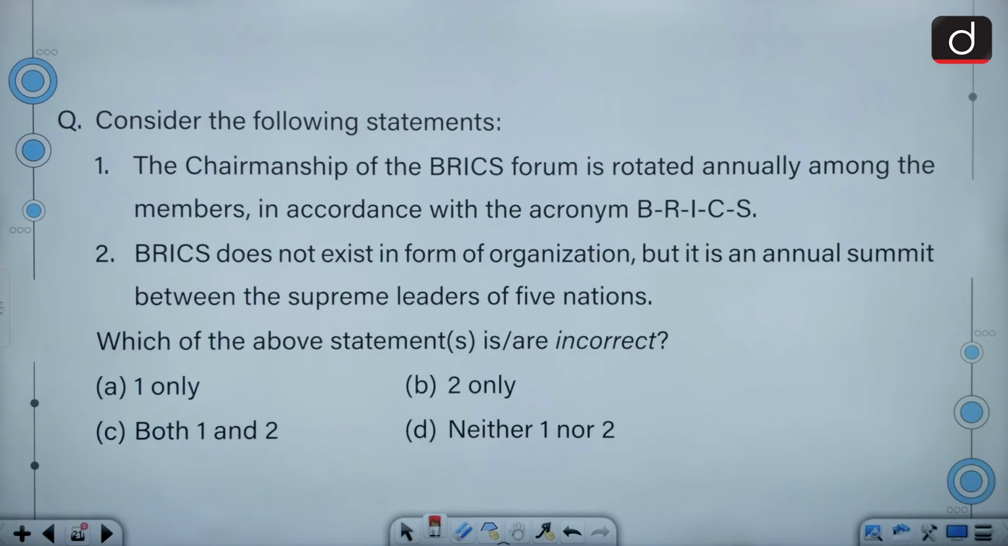The chairmanship of the BRICS forum is rotated annually among the members in accordance with the acronym BRICS. BRICS does not exist in any form of organization, but it is an annual summit between the supreme leaders of 5 nations. We have to select the incorrect statements. Actually, these 2 statements are correct. So the correct answer to this question should be option D, neither 1 nor 2.